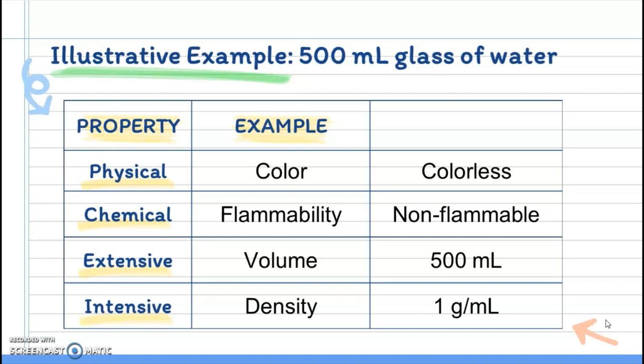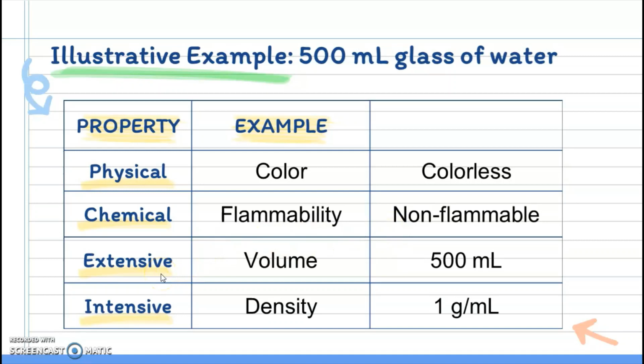So, una, physical property. So, titingnan daw natin yung kanyang color. And alam naman natin na si water, kahit hindi natin siya ikumpara with another substance, yung kanyang color is colorless. And then, we have the chemical property. So, titingnan natin yung kanyang flammability. So, if we compare it with another substance, malalaman natin na si water is non-flammable.